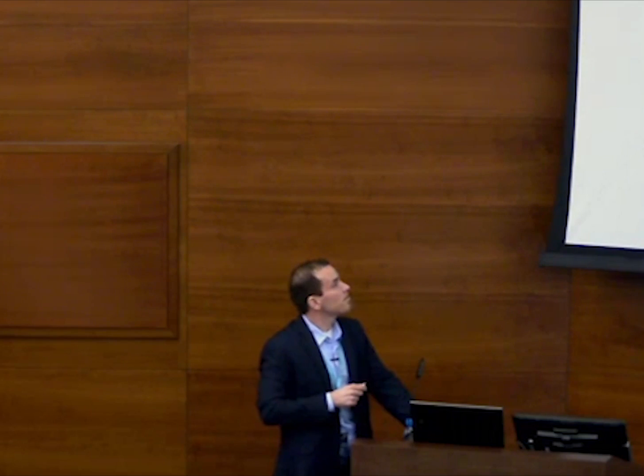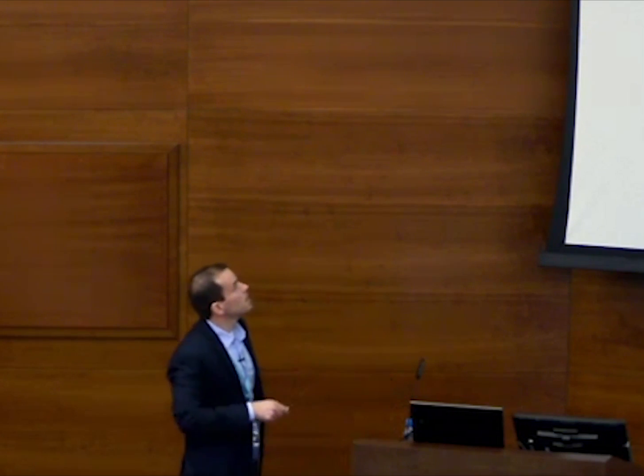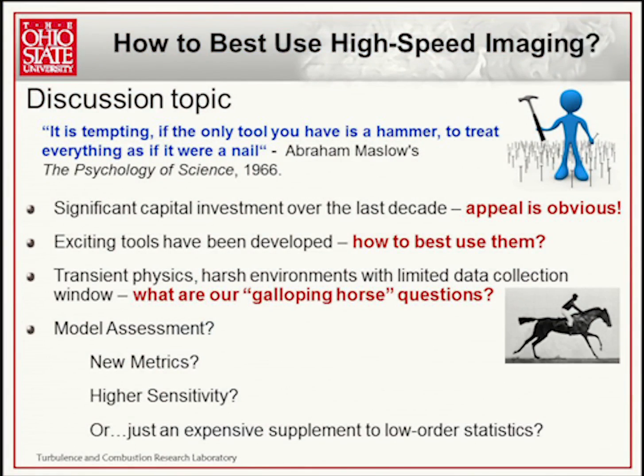Okay. Discussion topic, these are my conclusions. Significant capital investment over the last decade. There's a tremendous amount of appeal in high-speed imaging. We have a lot of really cool tools, how best to use them. Some things that come to mind, of course, always are transient physics, harsh environments, and limited data collection window, these high-pressure rigs. But the question is, what are our galloping horse questions?